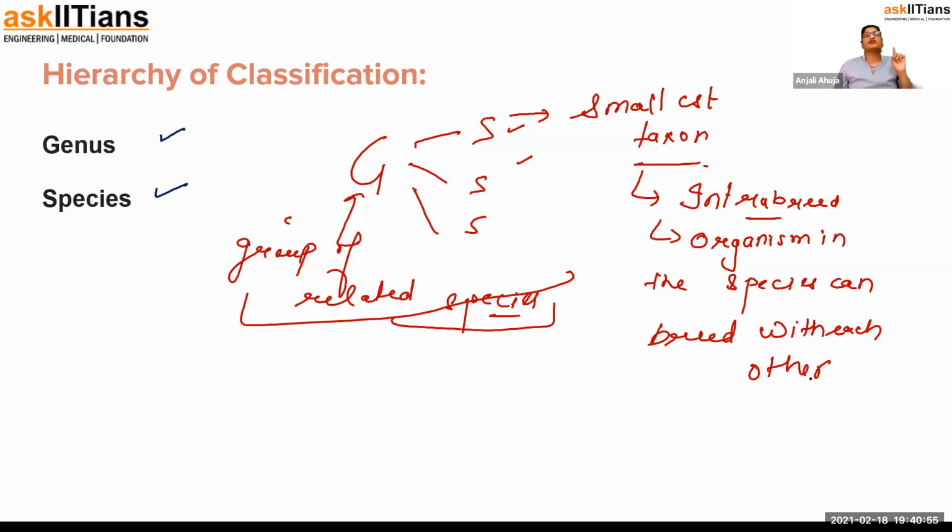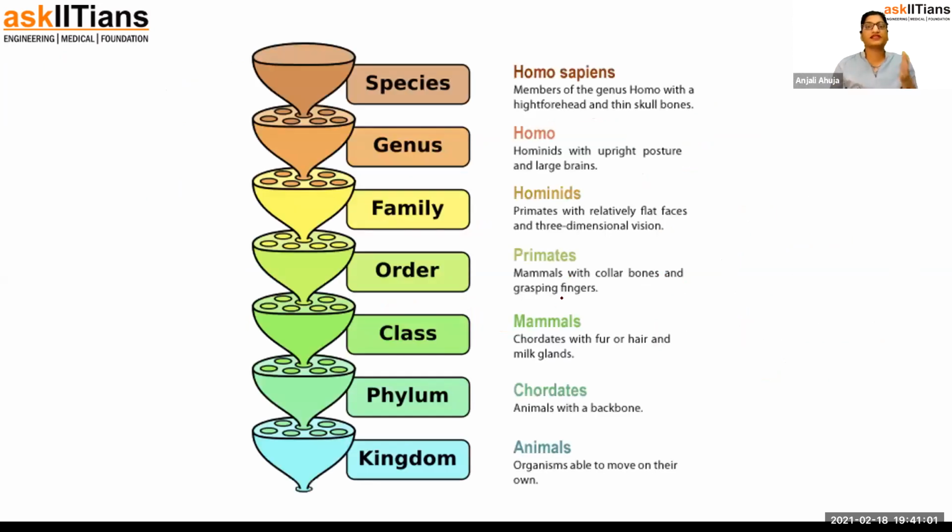Okay, so one thing you have to remember if you're giving NTSE or any entrance exam: this is an example of human classification. The species is Homo sapiens, a member of the genus Homo with a prominent forehead and thick skull bones. Homo is the genus. Then hominids: primates with an upright posture and large brains. Then primates: with a relatively flat face and three-dimensional vision, like a monkey.